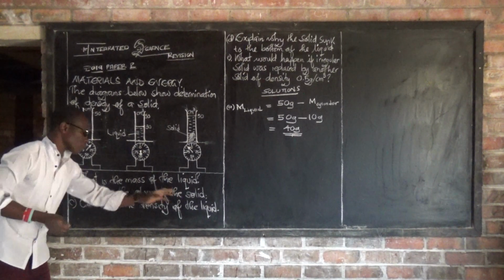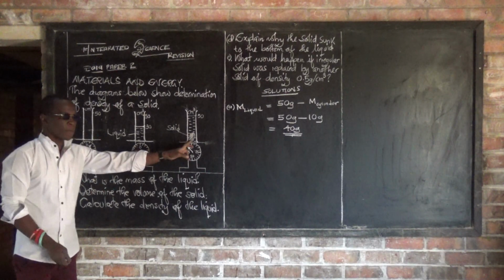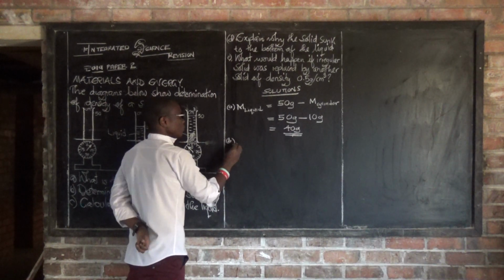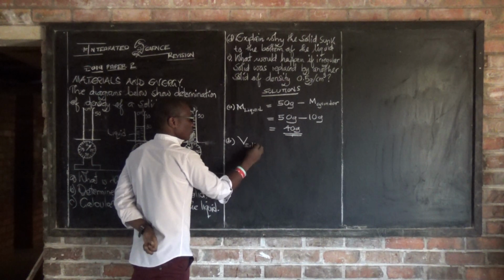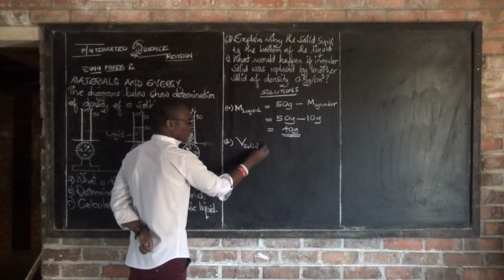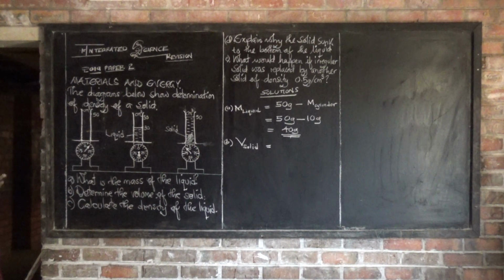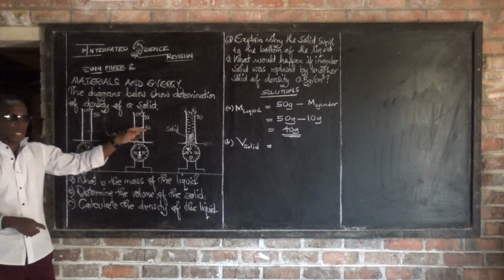Determine the volume of the solid. The volume of this solid. So question B, they want the volume of the solid. The volume of the solid in this case, we just find the difference between the final volume and the initial volume.